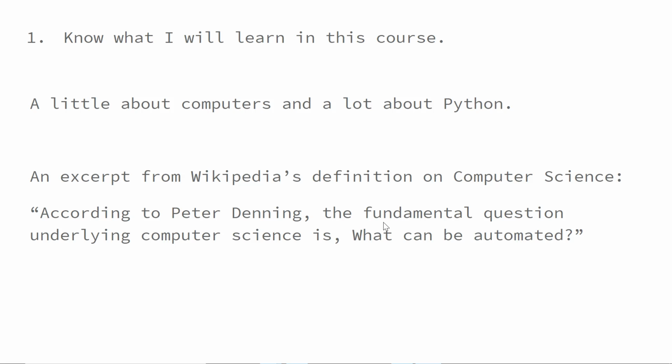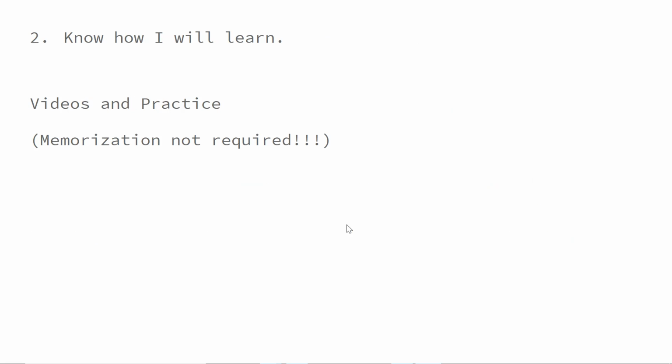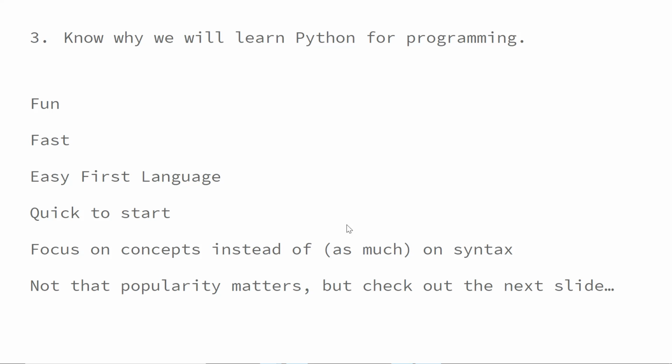That's interesting. So let's take a look at how you're going to learn. Well, videos and practice. Memorization's not required. Notice I got 3 exclamation marks after that. I kind of feel very strongly about that. Computer science really isn't so much about memorizing all of the words and the syntax. You're going to do that just by using it over and over again. Computer science is really more about problem solving, learning how to think like a programmer. And that's really going to be more of the focus in the course.